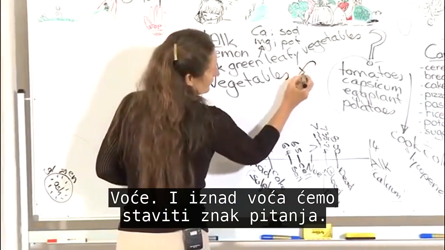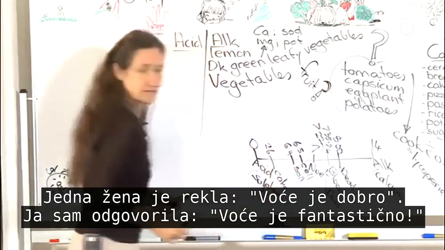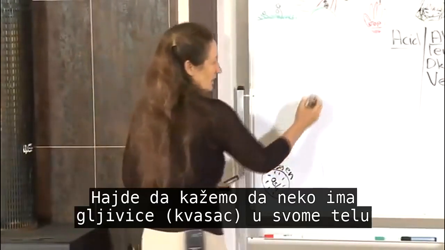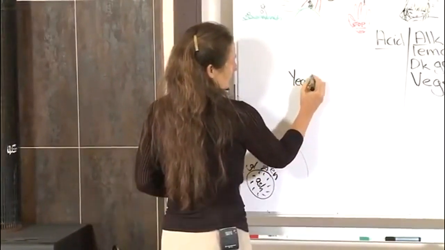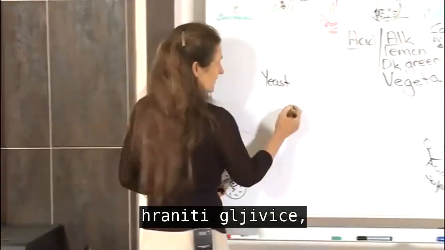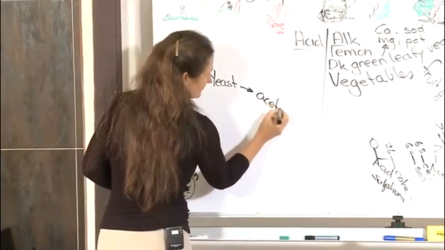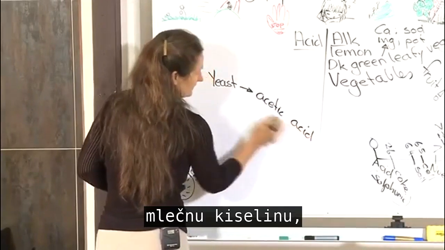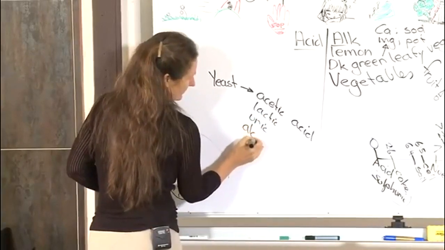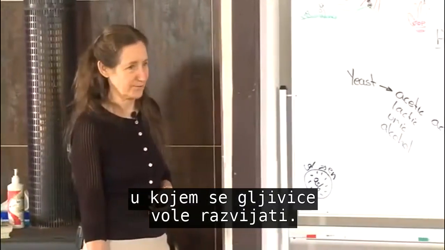Fruit. Fruit has a question mark. One lady said, fruit's good. I said, fruit's fantastic. But for some people, they need to go easy on the fruit. Let's say someone has a yeast presence in their body and they eat a lot of fruit. The sugar in the fruit will feed the yeast. And by consuming the sugar in the fruit, the yeast gives off acetic acid. It gives off lactic acid. It gives off uric acid. And it gives off alcohol, creating the very condition that yeast fungus love to thrive in.